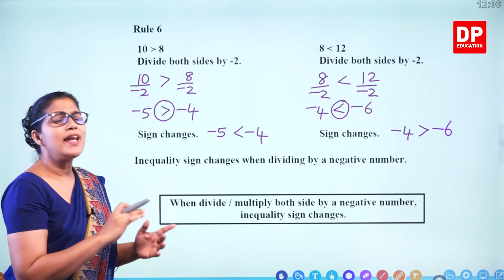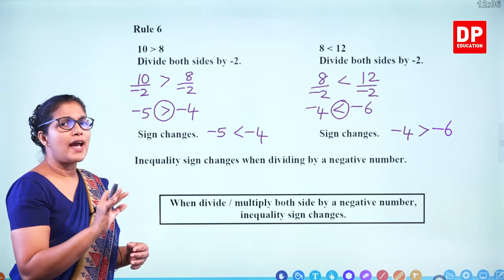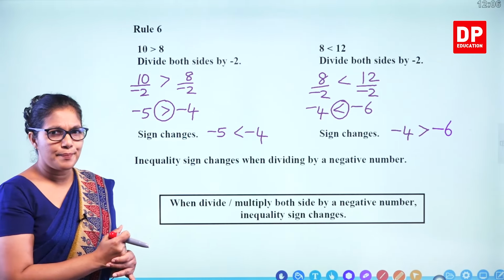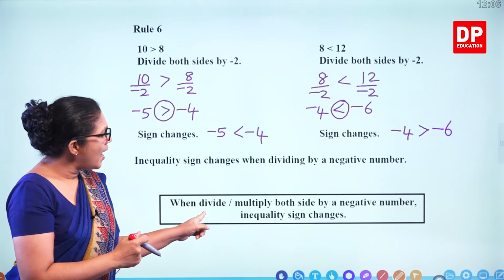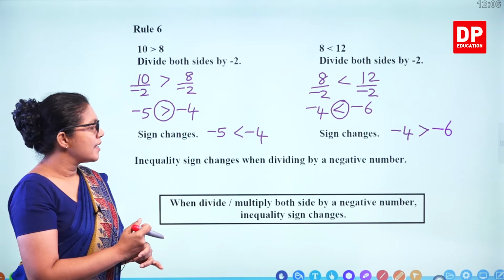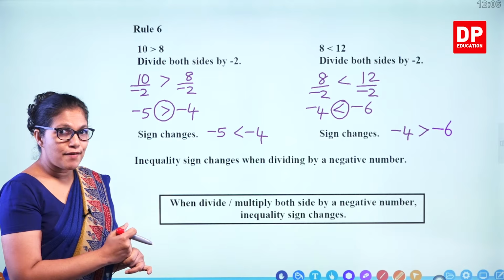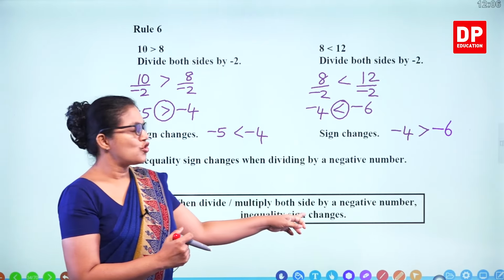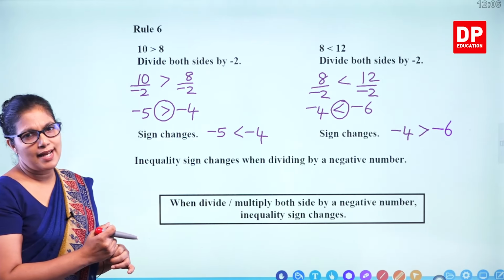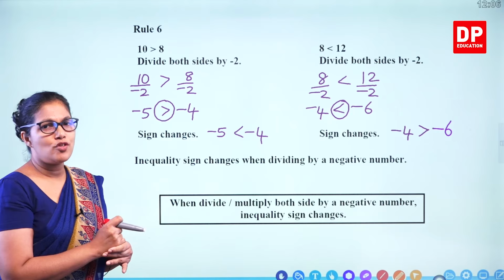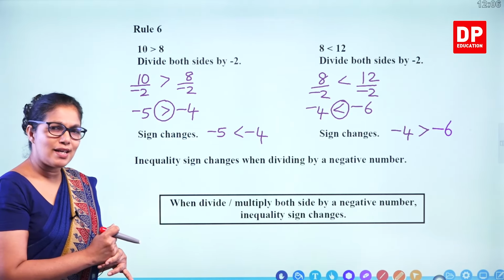So what's the final conclusion when you look at all these rules? When you are dividing or multiplying both sides by a negative number, you have to change the inequality sign. All the other cases, you don't need to change the sign.